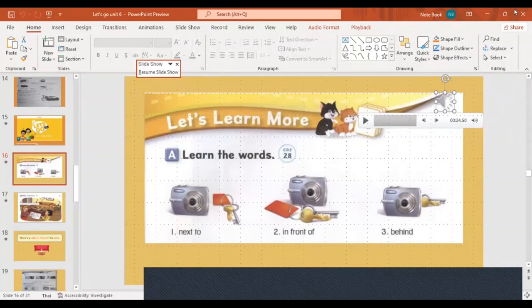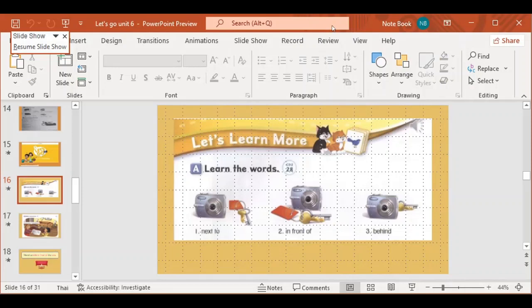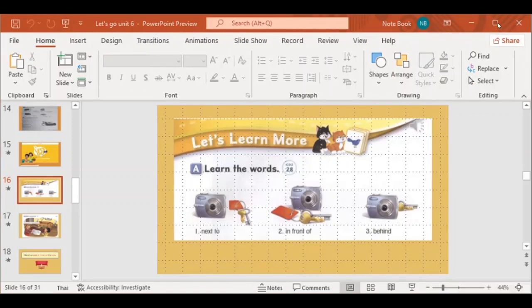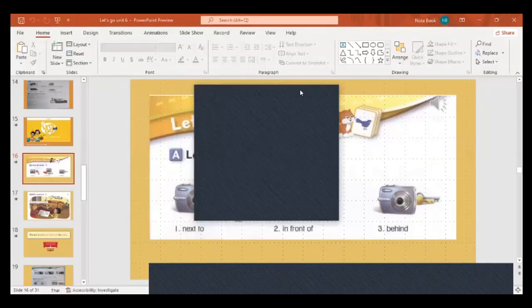Number one. Okay, next to, meaning beside, like this, pencil next to the cell phone, right? Understand? Yes. Okay, in front. Okay, pencil in front of the cell phone. Understand? Okay. Number three, behind, at the back. Okay, pencil at the back of the cell phone. Okay, understand? Yes. Okay.